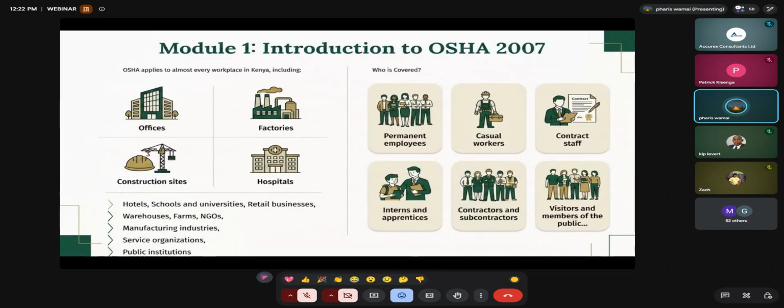We jump from the interns to visitors and members of public. Contractors and subcontractors, somebody who has come to your facility or your workplace as a worker, subcontractor, or a supplier, is not covered by your own WIBA, but they are covered by OSHA 2007, meaning it's your responsibility to make sure that their occupational safety is well taken care of. But in case of an injury, the contractors, subcontractors, suppliers will not be covered by your WIBA cover. They will be covered by the WIBA cover of their original employer.